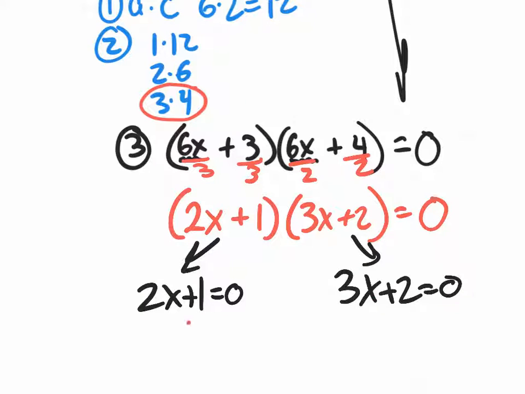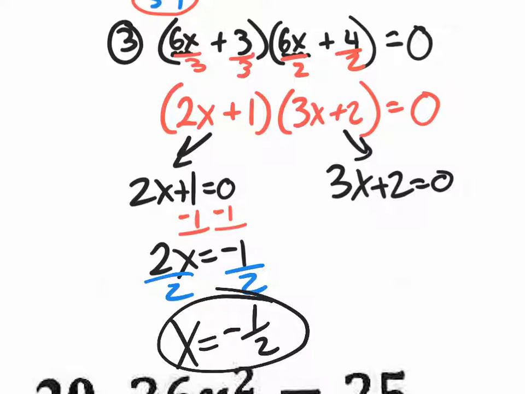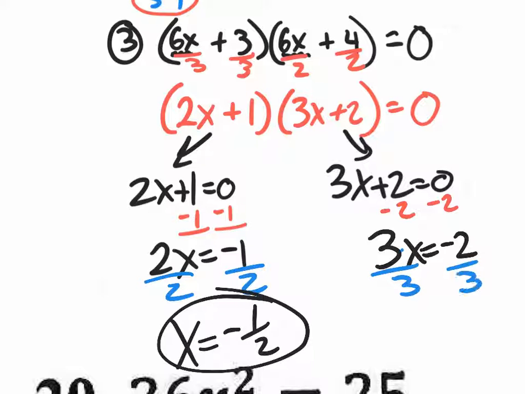So on the left one, I'm going to subtract 1. I will get 2x equals negative 1. Then my final step right there would be to divide by 2. So x does equal negative 1/2. And on the other one, we're going to subtract 2. We're going to have 3x equals negative 2, and then divide by 3, which means x equals negative 2/3.